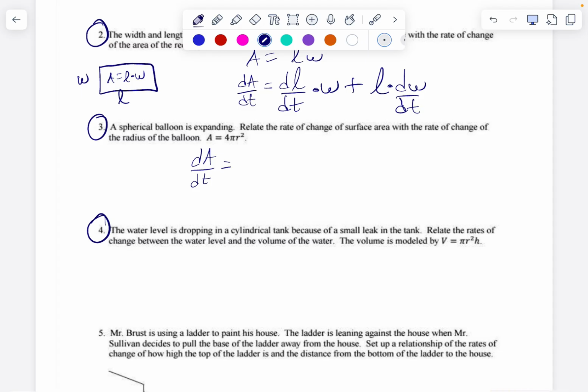AP doesn't give you formulas, do they? Oh, no. Sometimes. That's true. They do sometimes. We had a physics formula sheet. I feel like they probably would. I think you're right. They probably would.